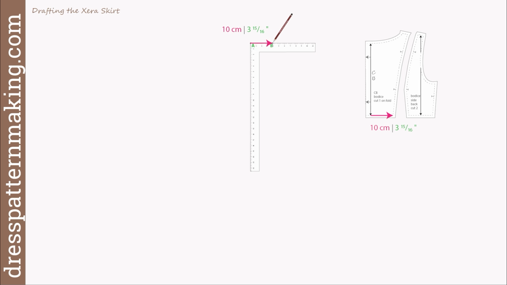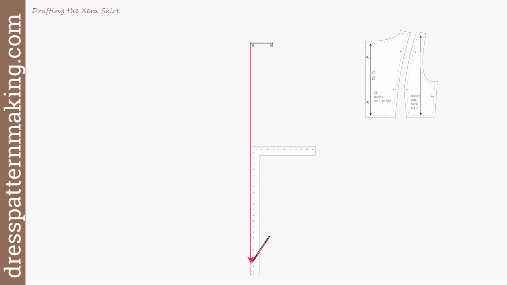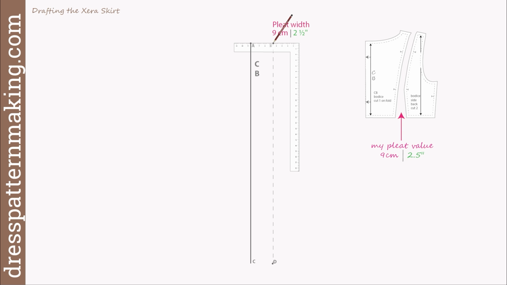to point B. Then, from point A, I'll draw a vertical line at right angles to the empire waistline for the length of the skirt and mark point C. I'll also label the centre back line. From point B, I'll draw a vertical guideline, the length of the skirt, and mark point D. I'll then measure out from point D for my back pleat value, which is 9 centimeters or 2.5 inches, and mark point E. I'll draw the same guideline that I drew for the front skirt, that is 2 centimeters or 3/4 of an inch above the empire waistline.